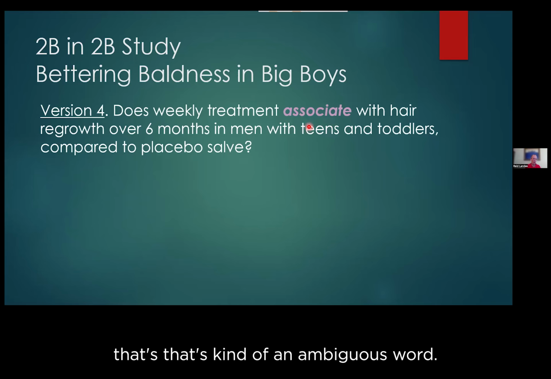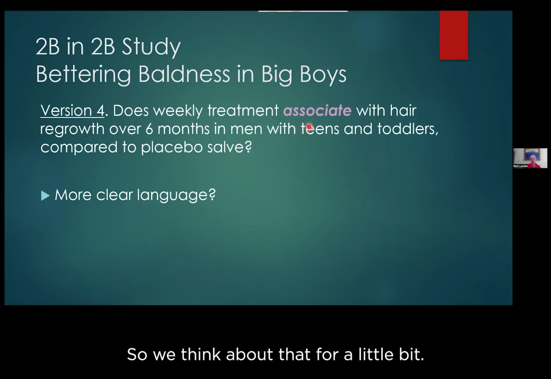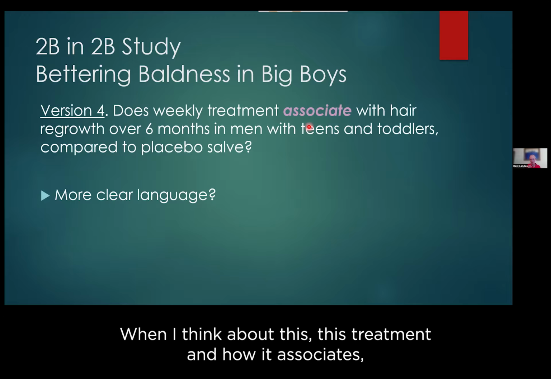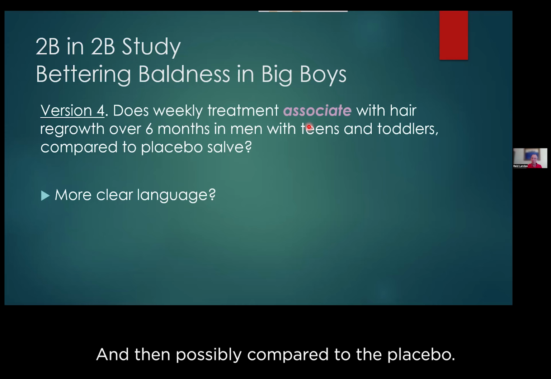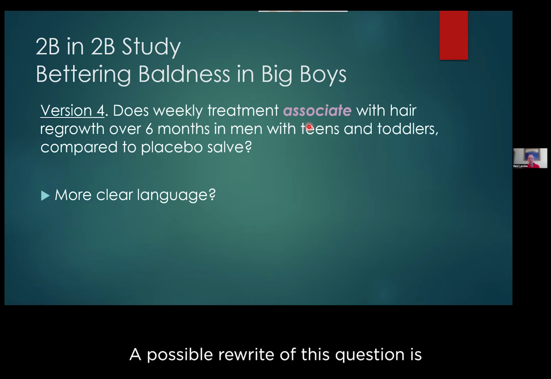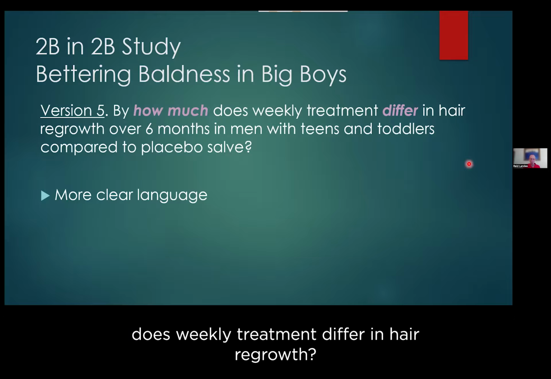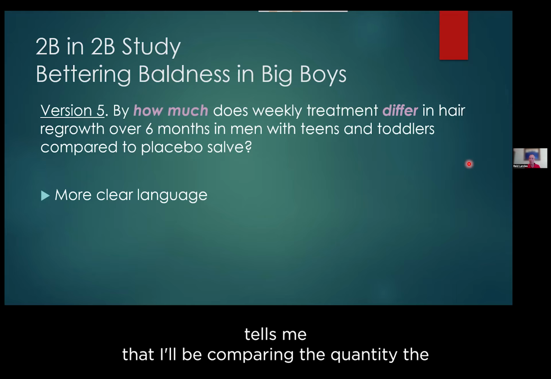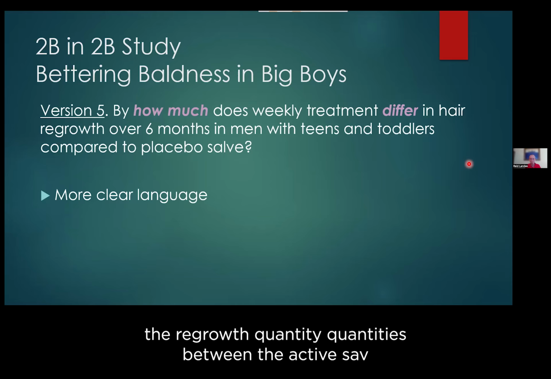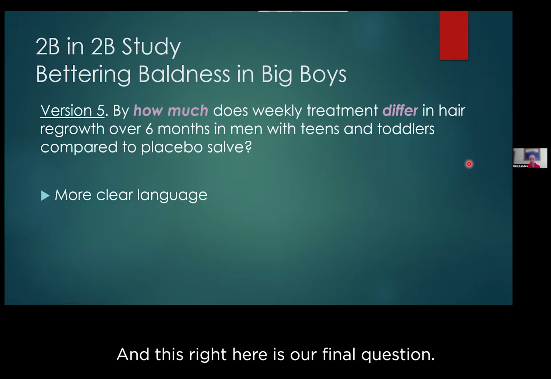That's kind of an ambiguous word. What do you mean by associate? So we think about that for a little bit. We're going to need some more clear language here. When I think about this treatment and how it associates with our outcome, and then possibly compared to the placebo, a possible rewrite of this question is, by how much does weekly treatment differ in hair regrowth over 6 months in men with teens and toddlers compared to a placebo salve? So the rephrasing this way tells me that I'll be comparing the regrowth quantities between the active salve and the placebo salve. And this right here is our final question.